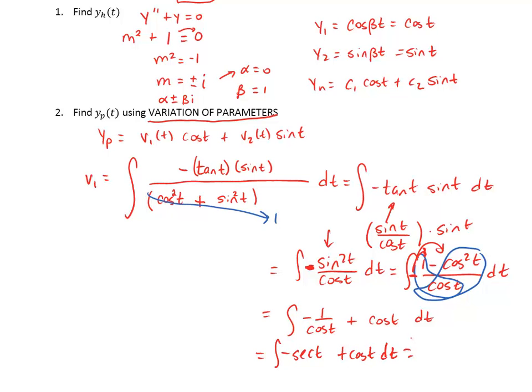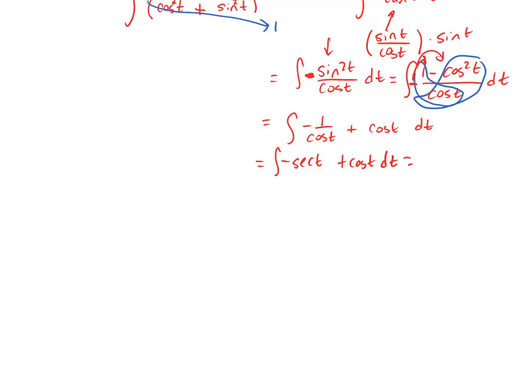And the integral of secant, we can look up. That is not all that hard. It is negative natural log of secant of t plus tangent of t. And the derivative of cosine is sine of t. And I won't put my plus c because we just need one particular solution, not a general solution for the y sub p. So there's my v1.